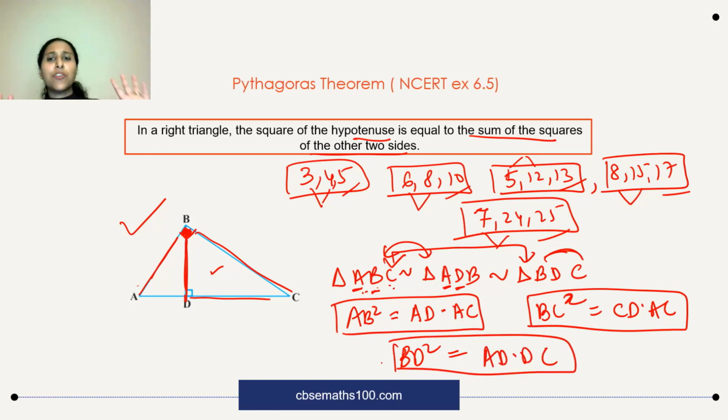All right. These are three results which you can get in this particular figure where you have a perpendicular dropped to the hypotenuse in a right angle triangle. This will help you a lot with certain questions.